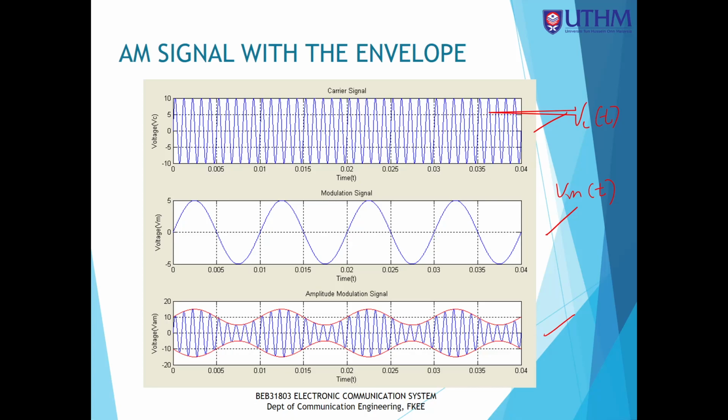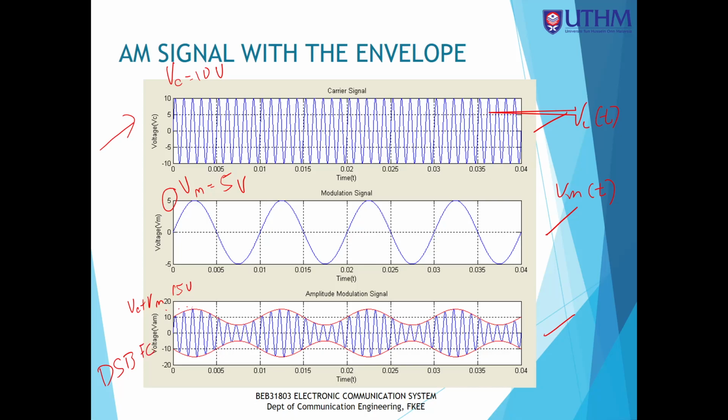So this is for the double sideband full carrier. You see that here, the carrier has a peak value of 10. VC is equal to 10 volt. Here the peak value is 5. VM is equal to 5 volt. And for the AM, you see that here the peak value is VC plus VM, which is 15 volt. Nilai puncaknya adalah VC plus VM. So this is for the double sideband full carrier, DSB FC.